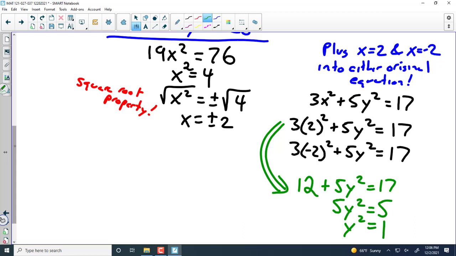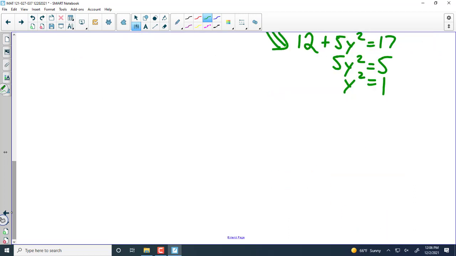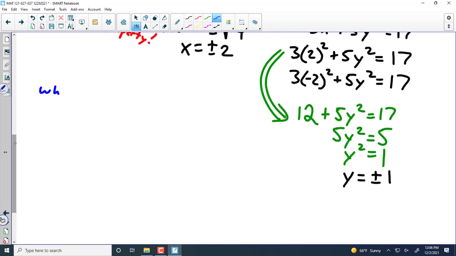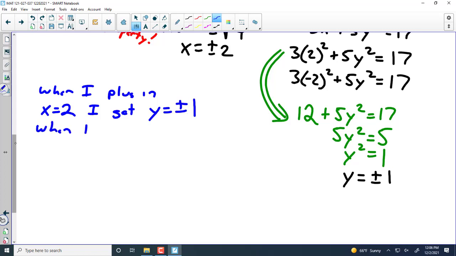You don't get an answer of 1. What do you get? Plus or minus 1. So, class, I get y equals plus or minus 1. So, when I plug in x equals 2, I get y equals plus or minus 1. When I plug in x equals negative 2, I get y equals plus or minus 1. Anyone know what that means?